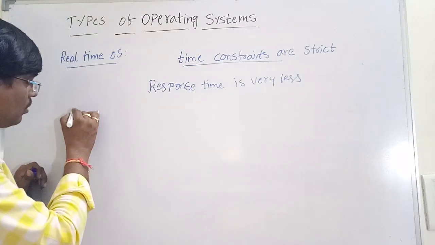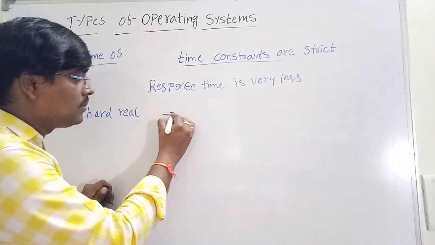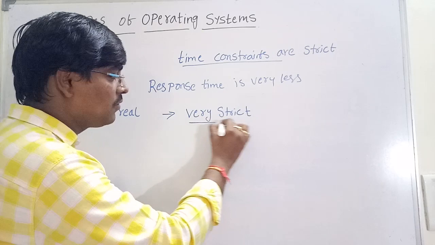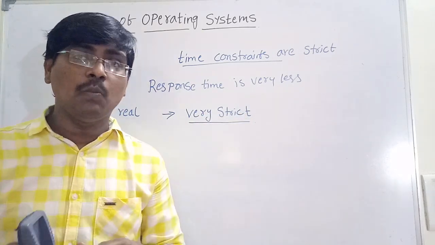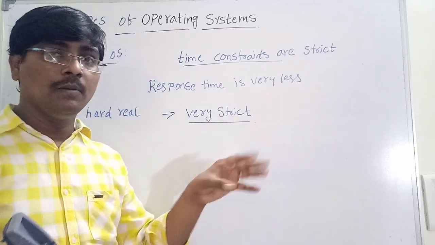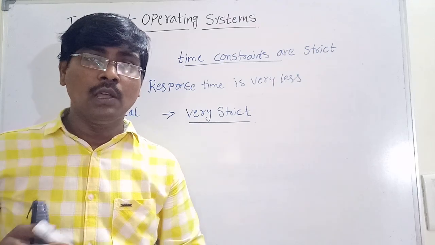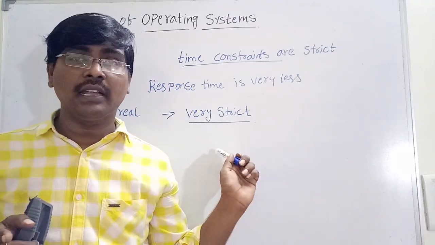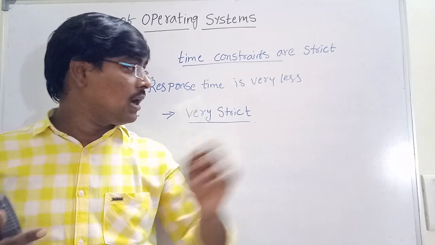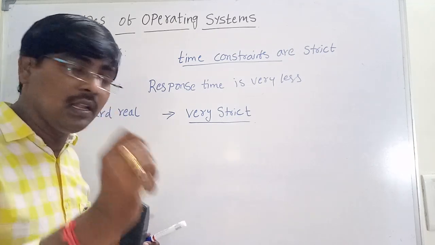In real-time systems, we have two types: hard real-time systems and soft real-time systems. Hard real-time means the time constraints are very strict, so even the smallest possible delay is not allowed. For example, when you meet with an accident, a parachute or airbag has to open. If it opens after 1 second or 2 minutes, there is no use. So even the smallest possible delay is not allowed.